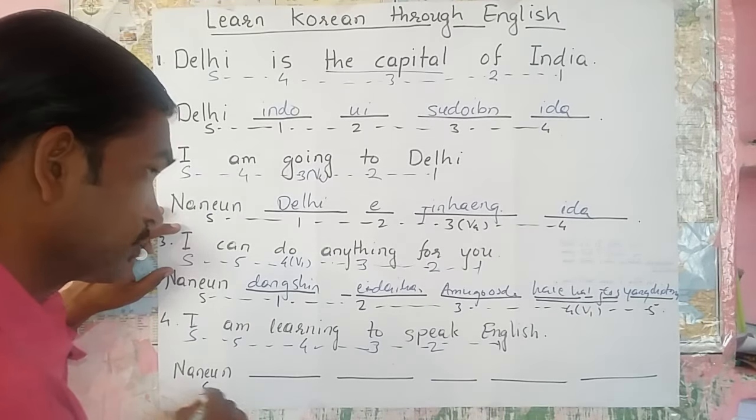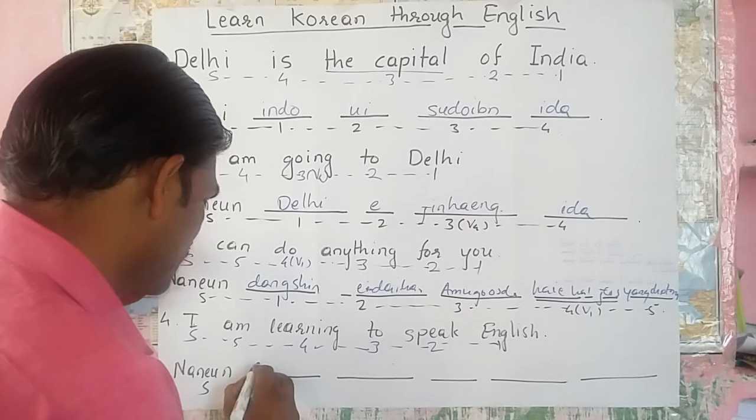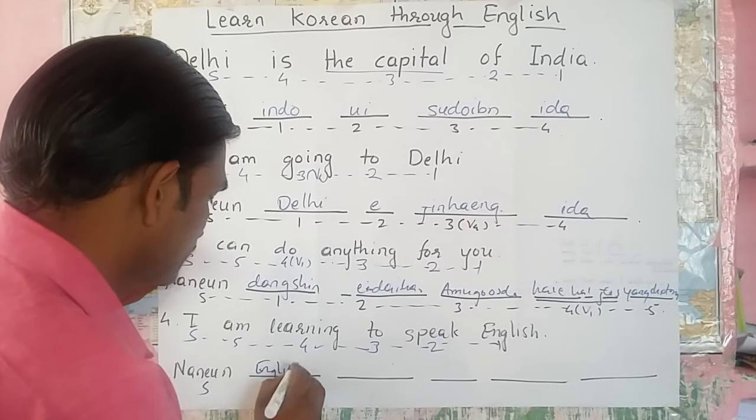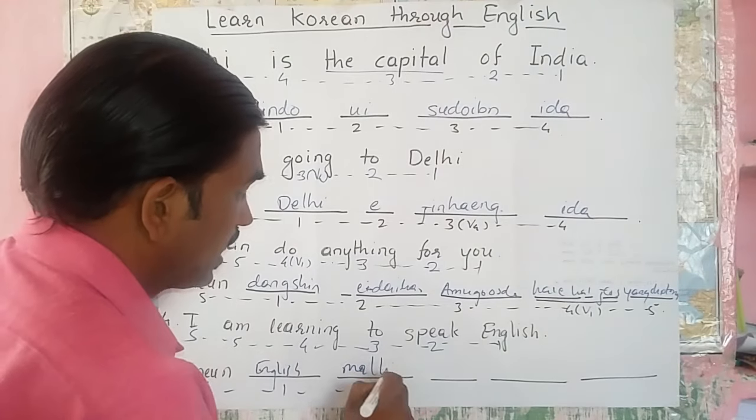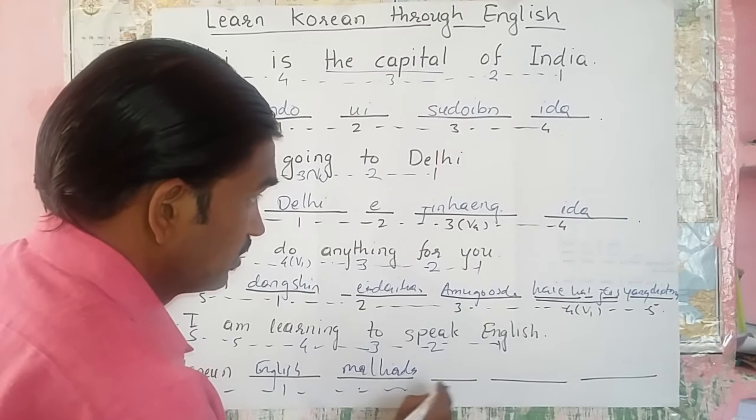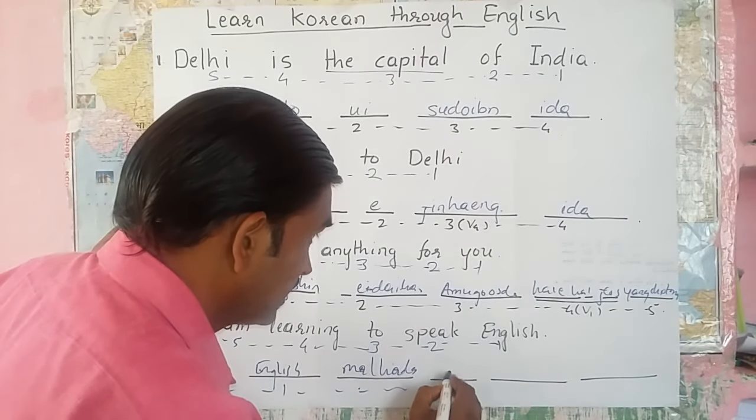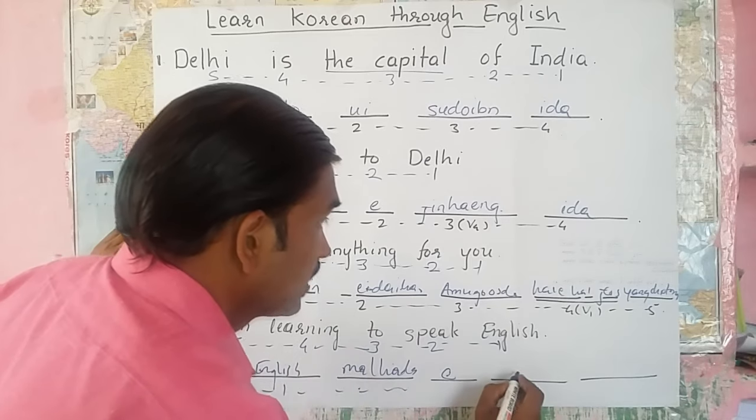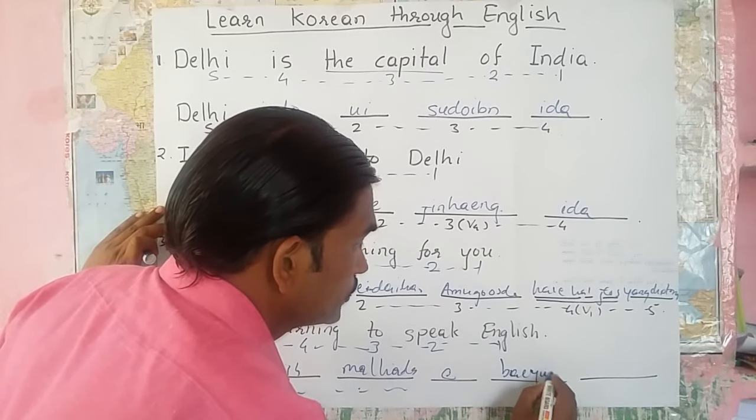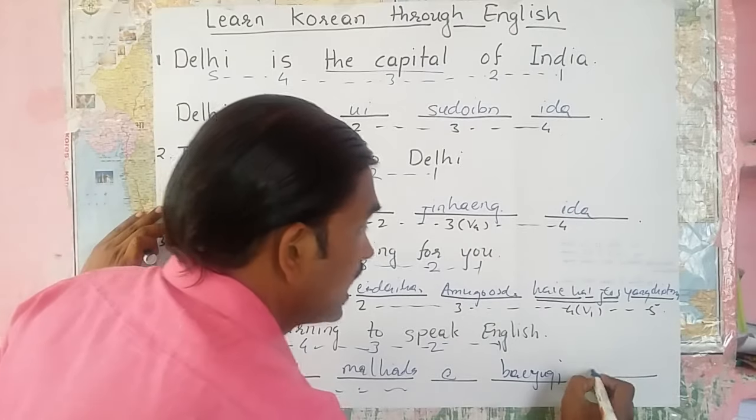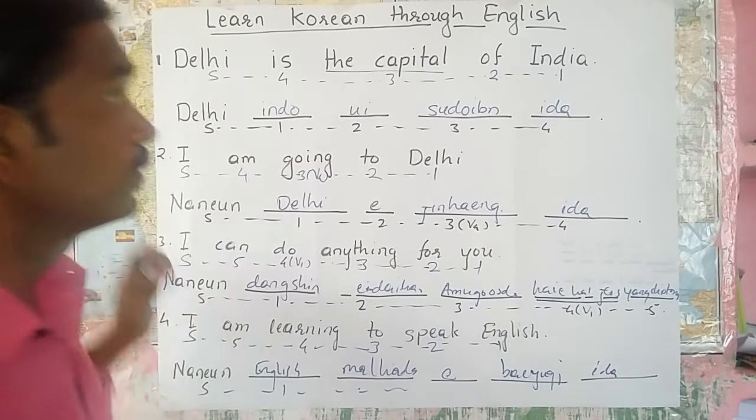Look here. The subject is Nanyun. For English, English. Nanyun, English. For speak, Malhada. For to, E. Malhada E. For learning, By Yogi. For I am, Ida. By Yogi Ida.